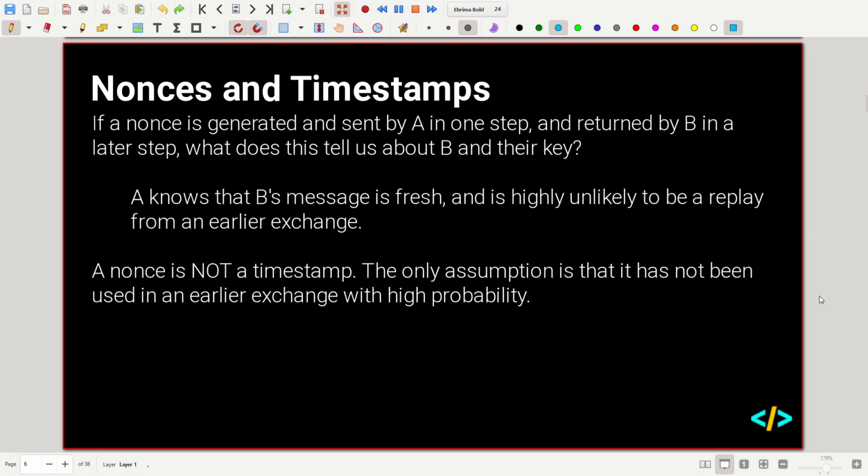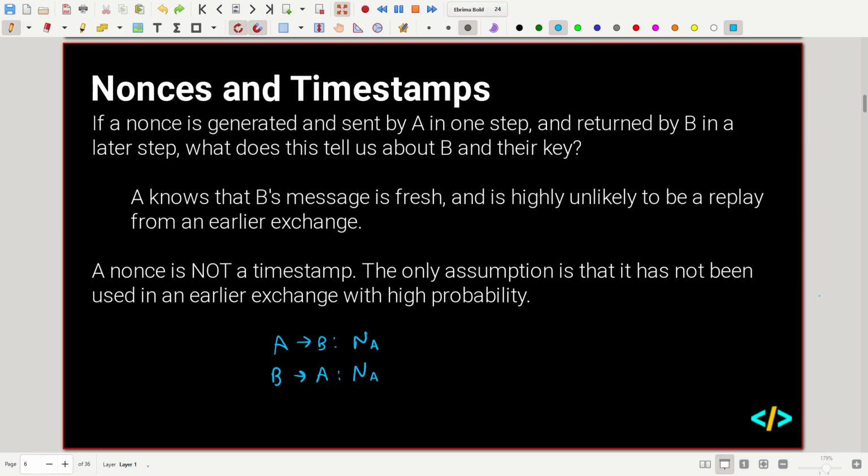So if a nonce is generated and sent by A in one step, and then B responds with that nonce, then A knows that B's message is fresh. So it's highly unlikely to be a replay from an earlier exchange. If A sends, let's say NA, which is a nonce generated by A, and then B sends that nonce back, then we know B is active because they've just sent something which we've just sent them. Now, proving that B sent this and proving that we're sending this to B are different problems, but if we knew that B was sending the nonce back that we just sent to B, then we know that B is active. They're almost like awake.